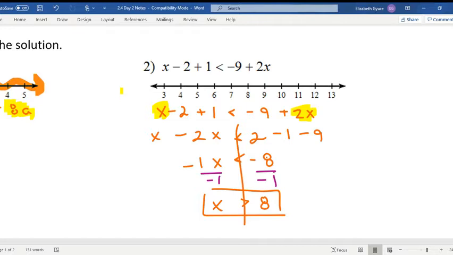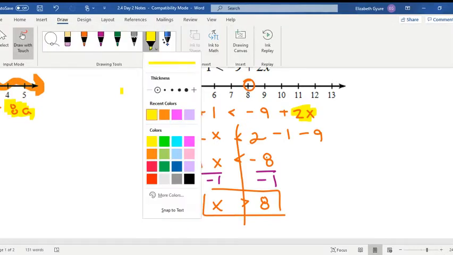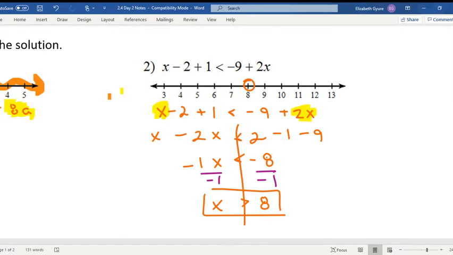All right, so Asia, open or close circle at 8? Open. And Bailey, shade to the left or to the right? To the right. Good. How do we feel about this so far, guys?